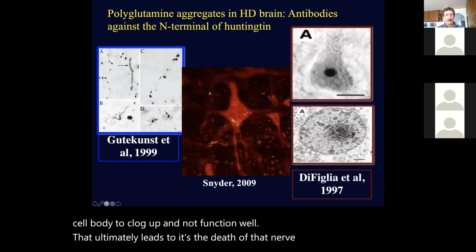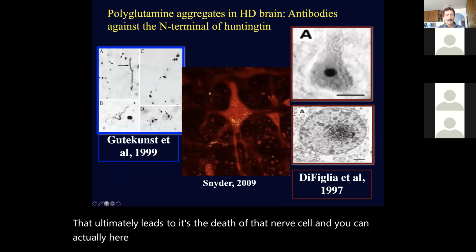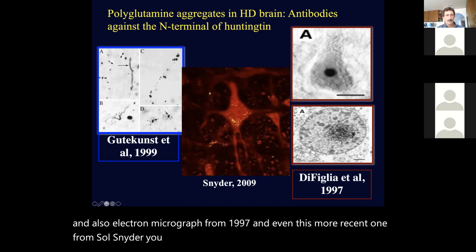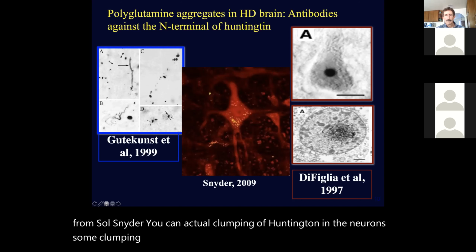And you can actually see here in some old electron micrographs and histology micrographs and also electron micrographs from 1997 and even this more recent one from Solomon Snyder, you can actually see actual clumping of Huntingtin in the neurons, some clumping right here. And this is right inside the nucleus. We see clumping of the Huntingtin protein.